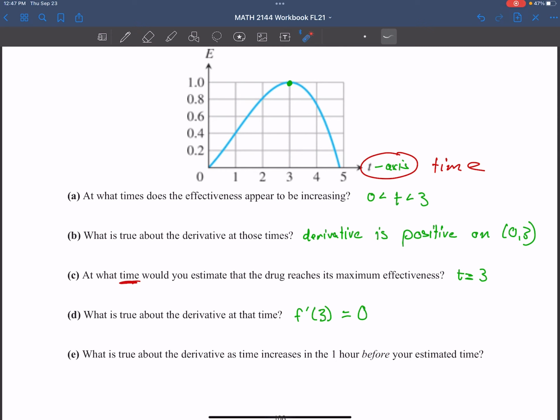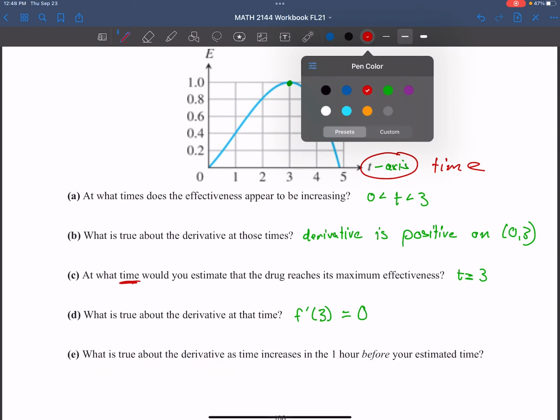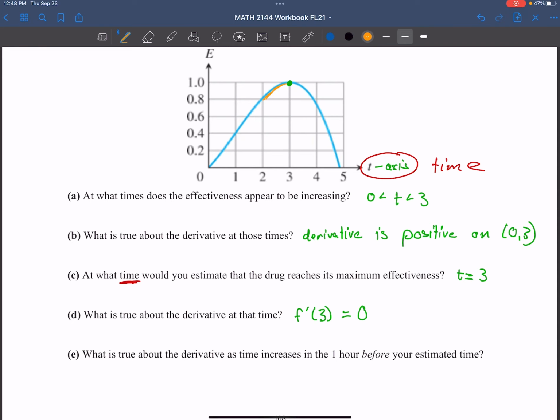Yeah. So the 1.0 is the effectiveness. Here it was asked about the time. If it said, what is the effectiveness, then it would be 1. And lastly, what is true about the derivative as time increases the 1 hour before your estimated time? So it's this part of the graph right here. How would someone describe that part of the graph? Raul? It's still increasing, it's just like increasing less.